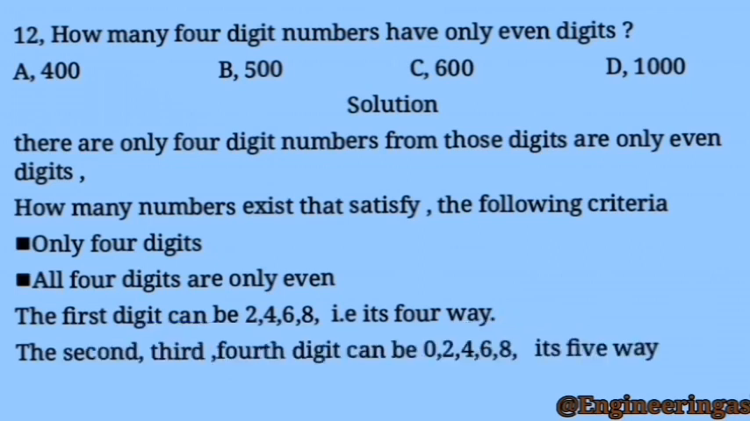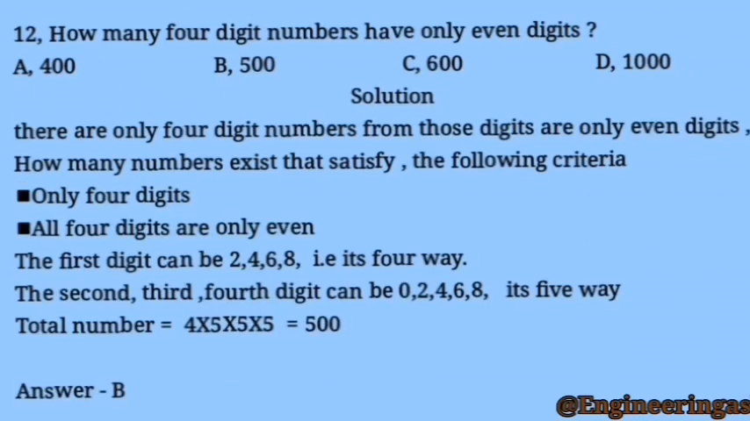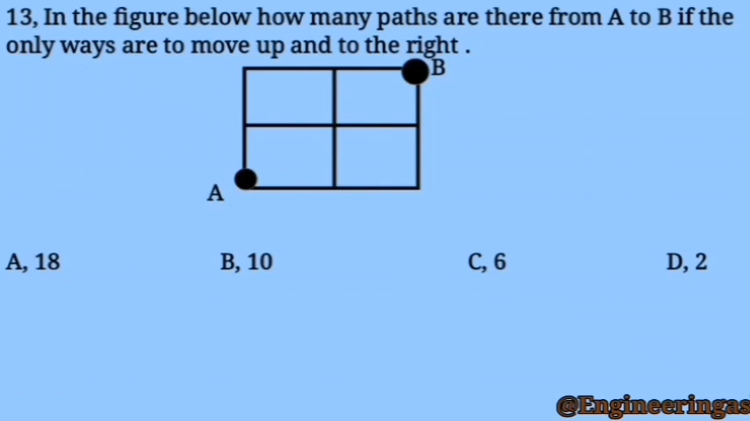The second, the third, and the fourth digits can be 0, 2, 4, 6, and 8. 5-way. Then the total numbers can be 4 times 5 times 5 times 5. So it will be 500. The answer will be 500.